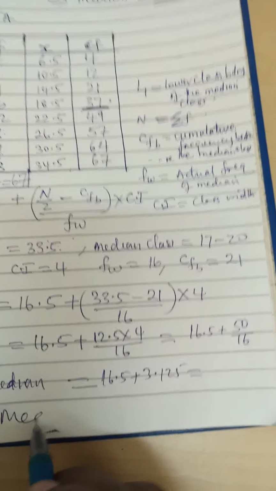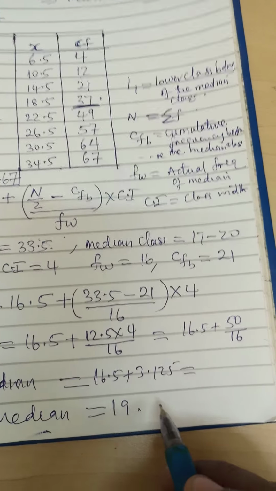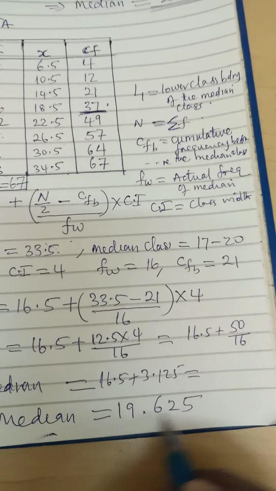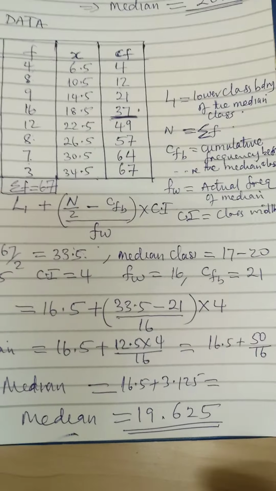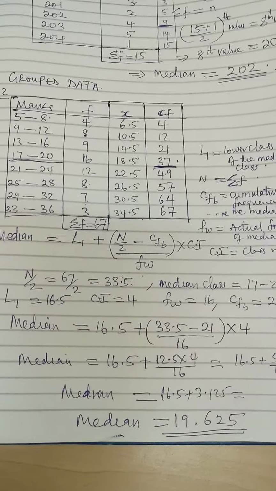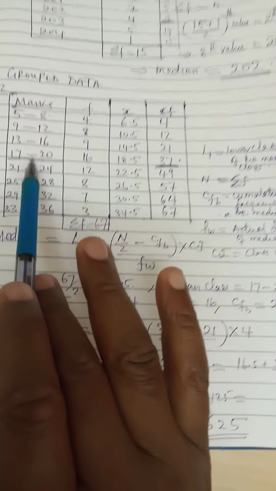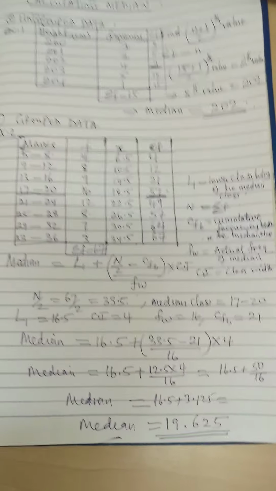19.625. Our median will become 19.625. In other words, the median value we obtain, as you notice, should be in that particular class that we chose at the start.